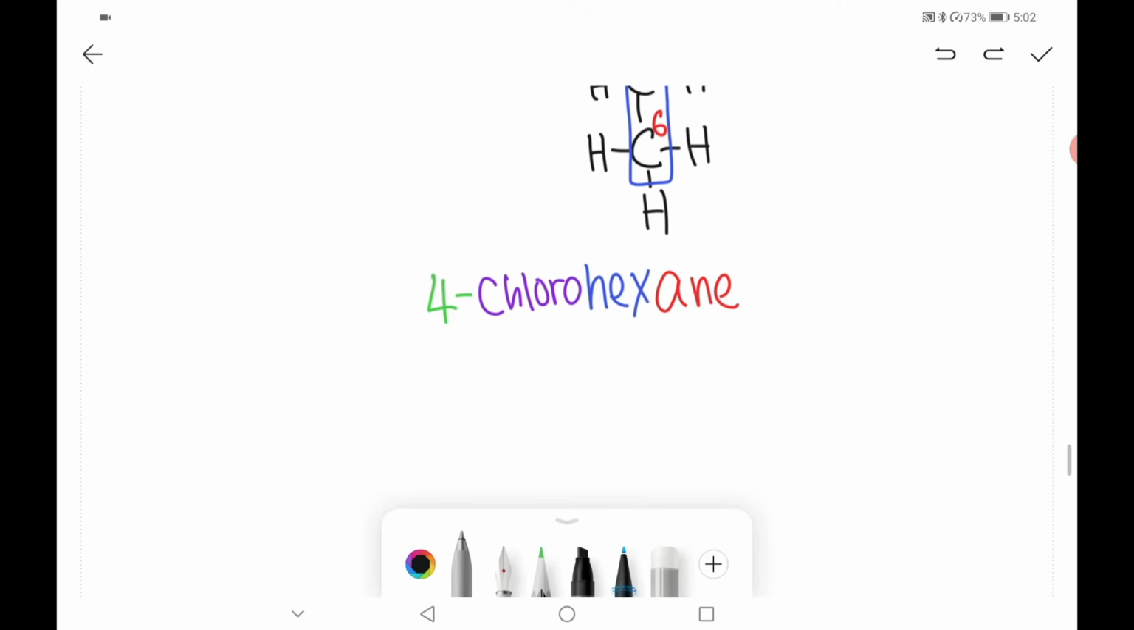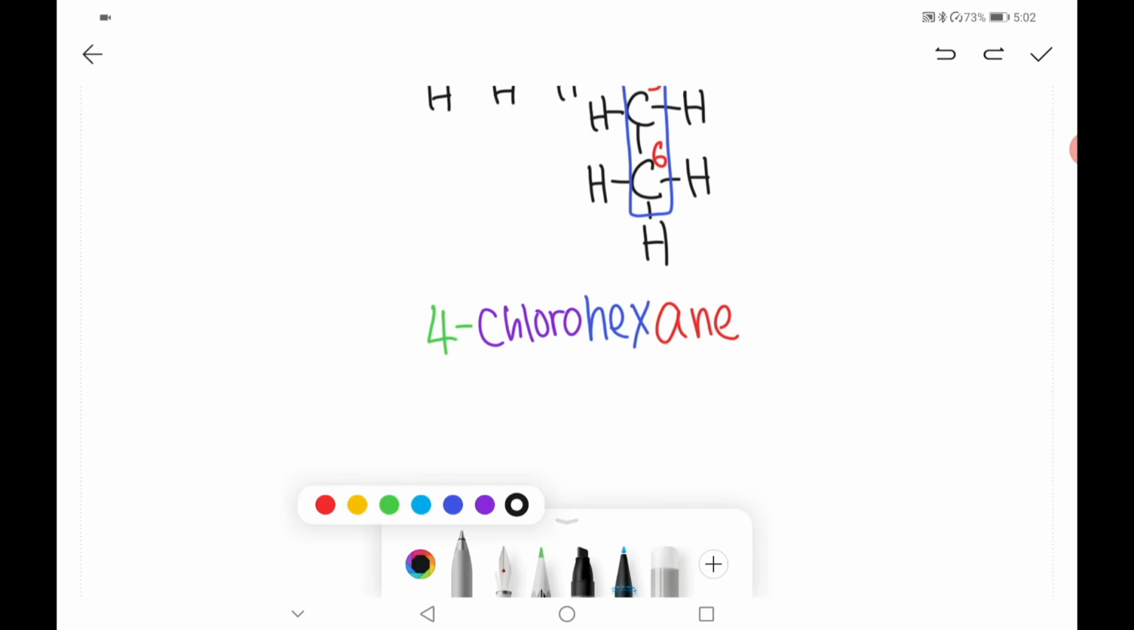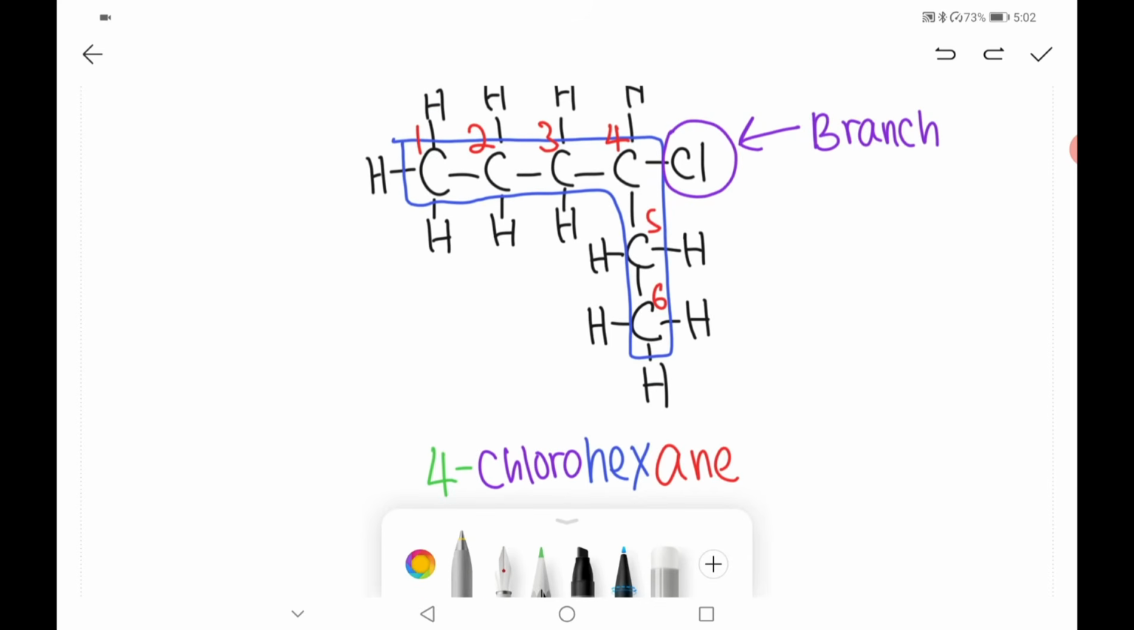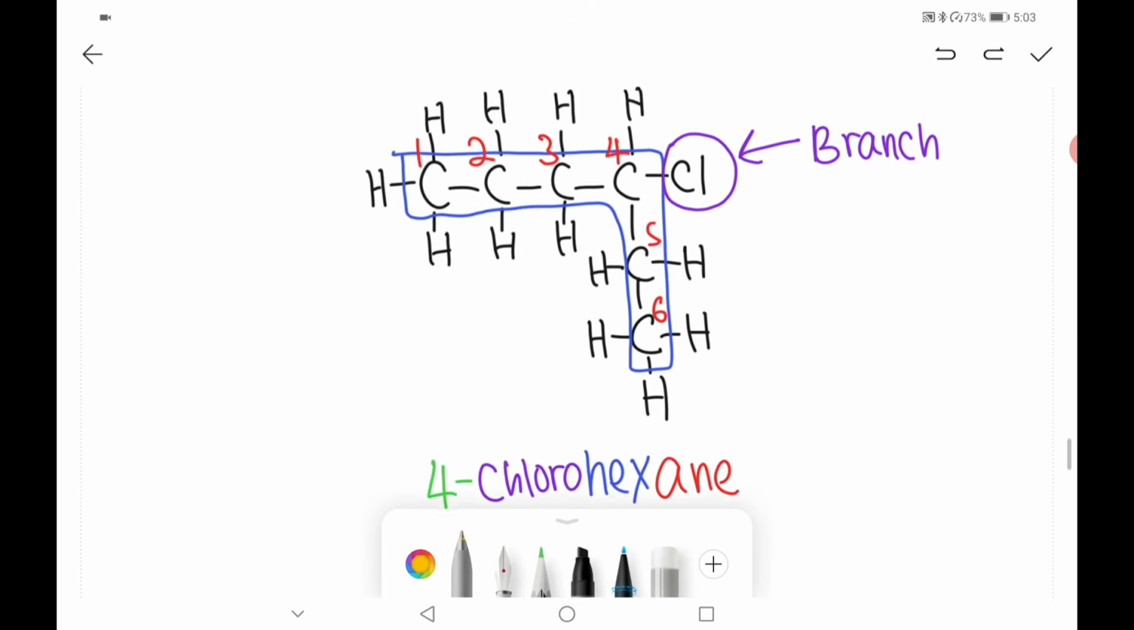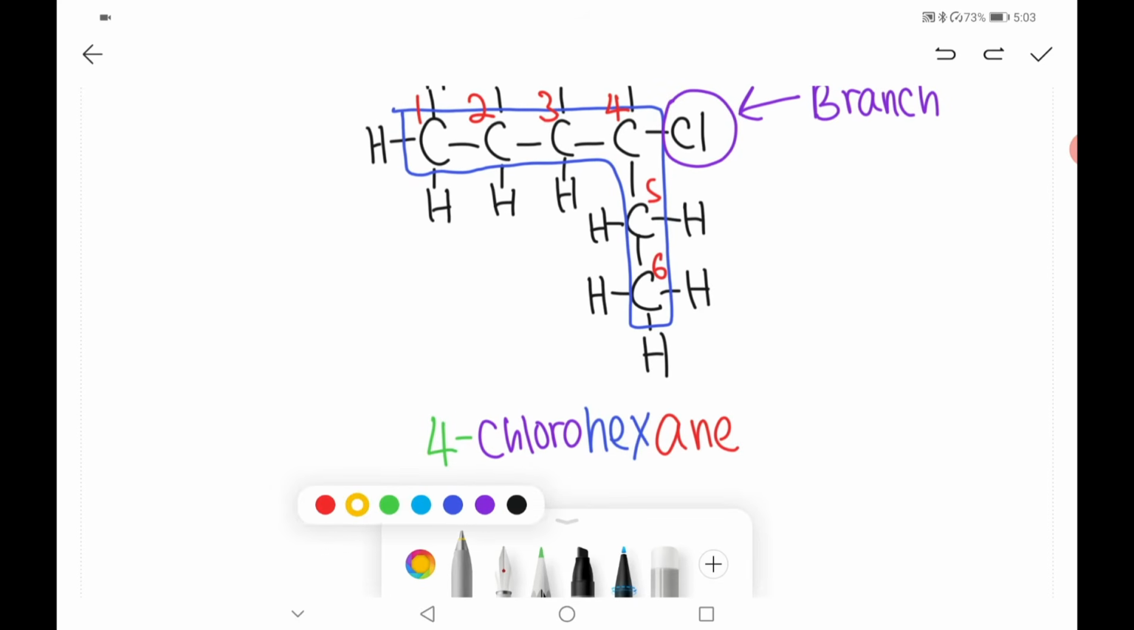So this 4 means that the chlorine is sticking on carbon number 4. And we're not done yet. Just now I counted from left to right. So now I want to count again from the right to the left.